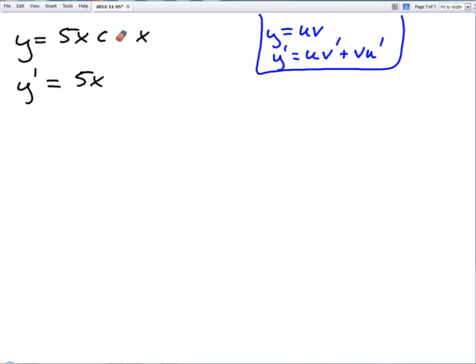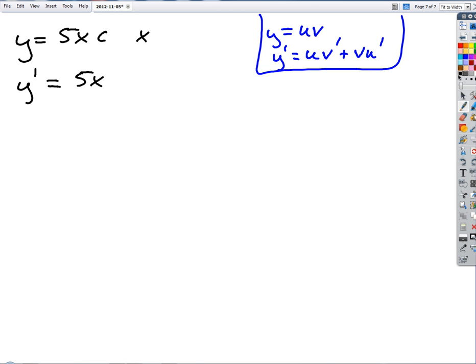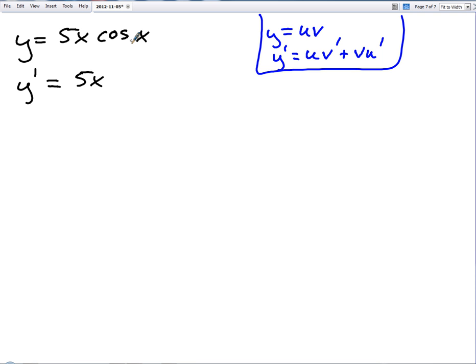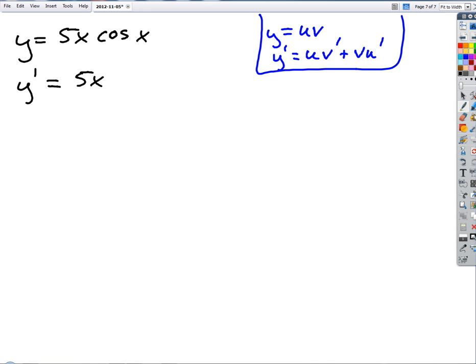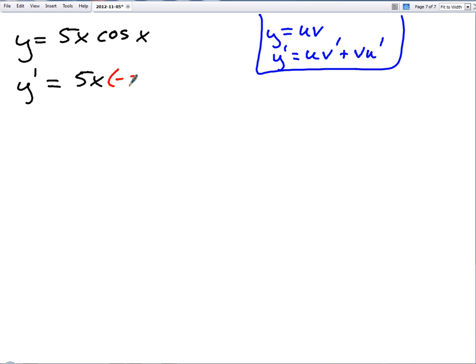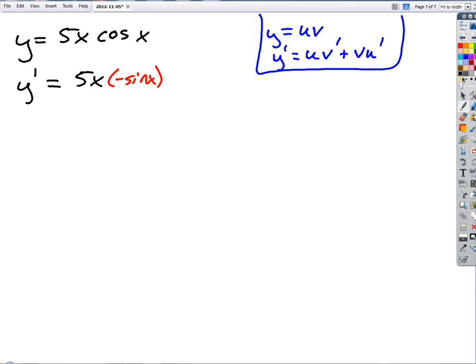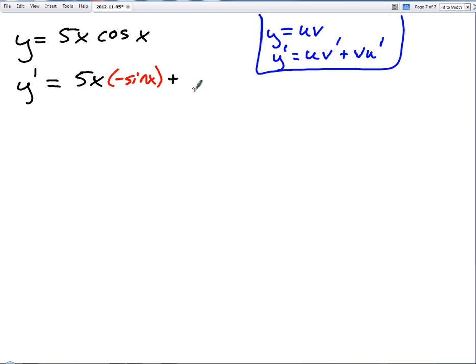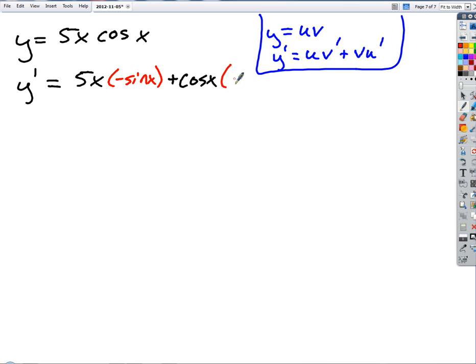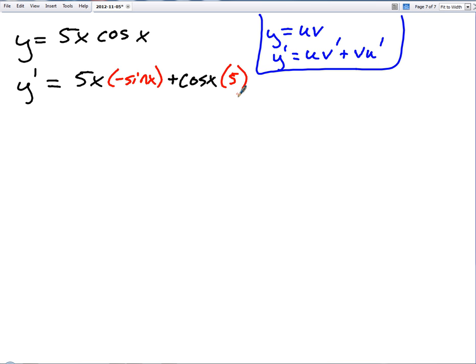Wait, would that have been secant then? No, it's not. Well, if it's 1 over. Okay, so make it a cosine. Now what do we do? Sine. Okay, good. Derivative of cosine? Say it again. Negative sine. Okay. Plus cosine x times 5. Okay. And then we could just simplify that.